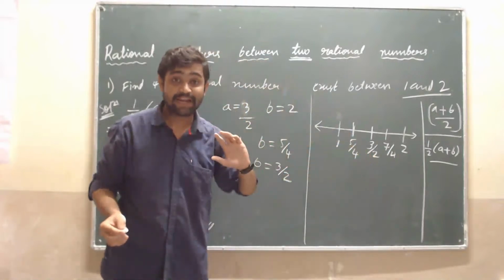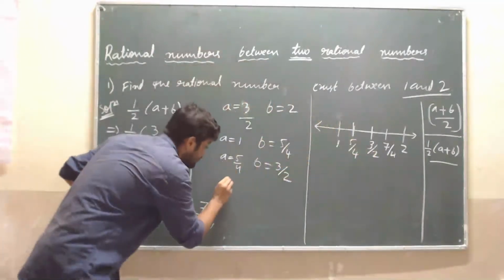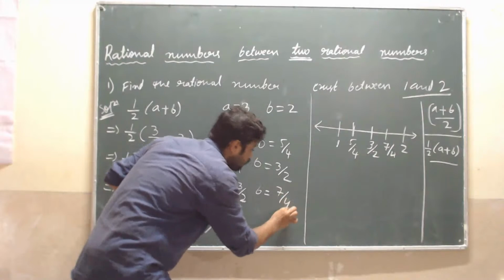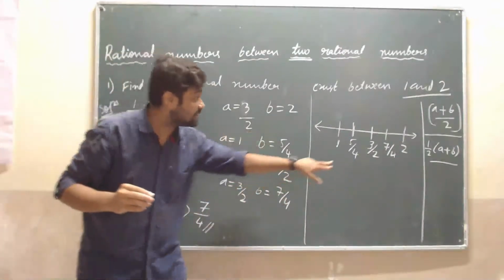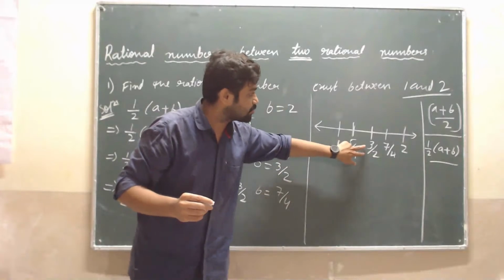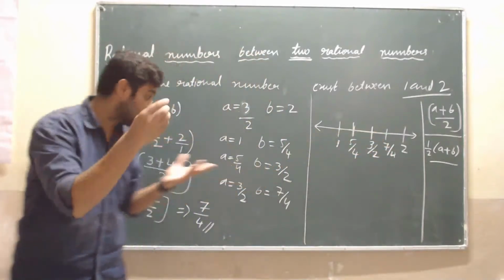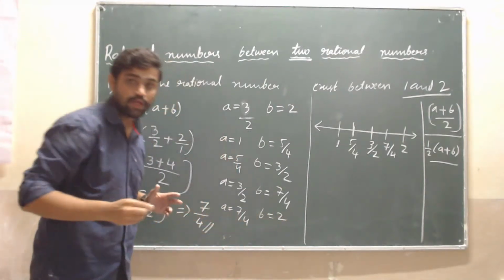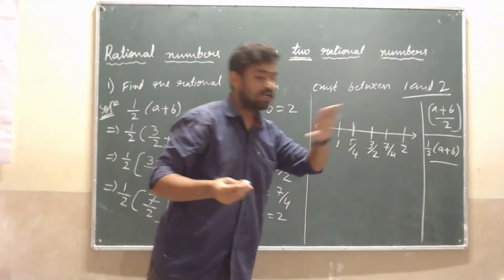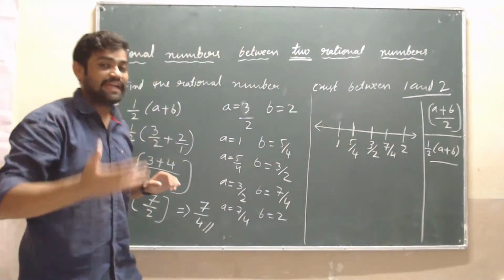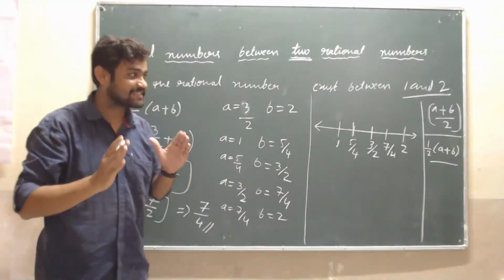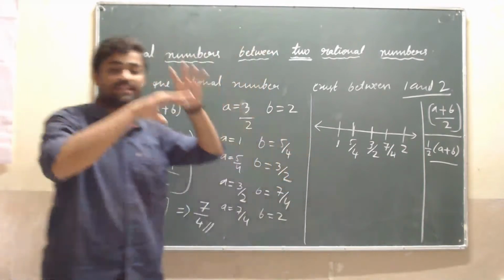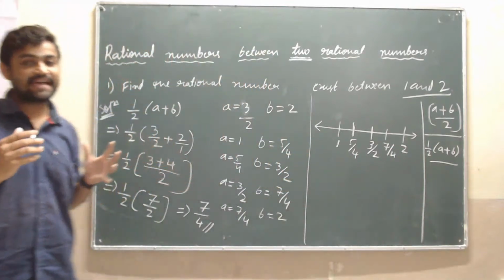Again we have many rational numbers, and also we can check, that is if a is equal to 3 by 2 and b is equal to 7 by 4, we have many rational numbers between these two rational numbers, 3 by 2 as well as 7 by 4. And again we can also check a is equal to 7 by 4 and b is equal to 2. Why? Because between 7 by 4 and 2 we have infinite rational numbers. That shows us that between any two rational numbers, there are infinite rational numbers.